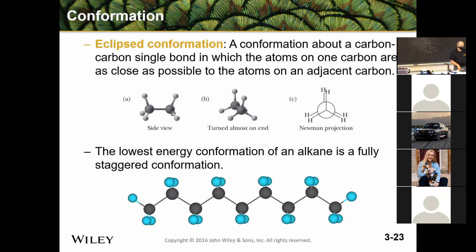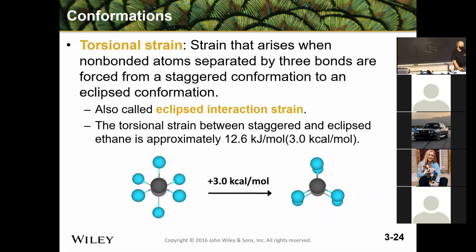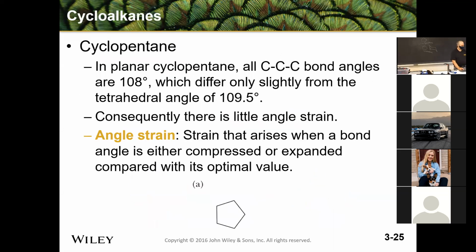And then for a longer alkane, the lowest energy conformation has everything fully staggered, although you still do have free rotation about each one of those bonds. And we said that was called torsional strain. The difference in energy between staggered and eclipsed is approximately 12.6 kJ per mole. This energy barrier can be easily overcome just by thermal energy at room temperature.